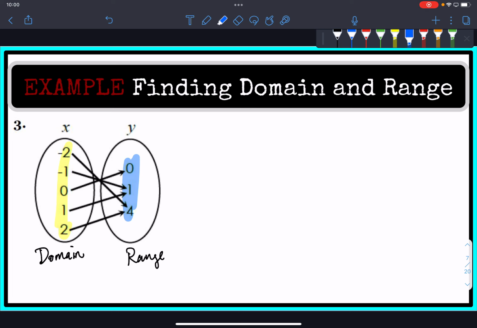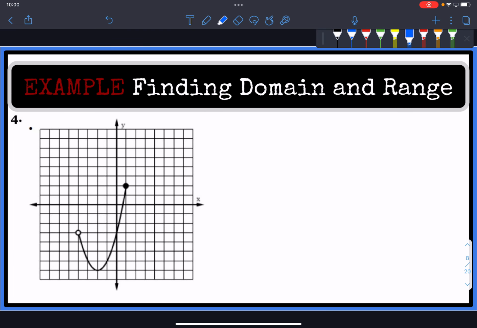Now, the more challenging part is identifying the domain and range when we have a continuous graph, like this one right here. For any relation, in determining the domain and range, we want to list all of the x coordinates and all the y coordinates. In this situation it's tougher because we can't list everything since it's continuous. Remember, there's an infinite number of values between any two integers.